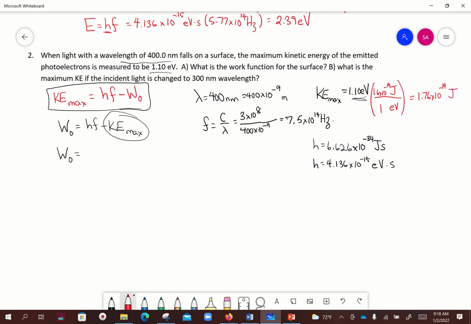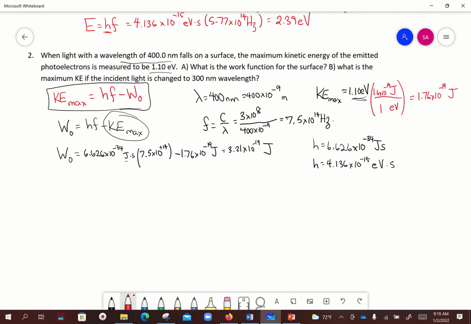Okay, so my work function in that case, I would do 6.626 times 10 to the minus 34 joule seconds. I'm going to write the units there so we remember what we're going to get our answer in. Times f, 7.5 times 10 to the plus 14 hertz. And then I'm going to subtract my Ke max, 1.76 times 10 to the minus 19 joules. So I got the same units, joules and joules, and I get 3.21 times 10 to the minus 19 joules.